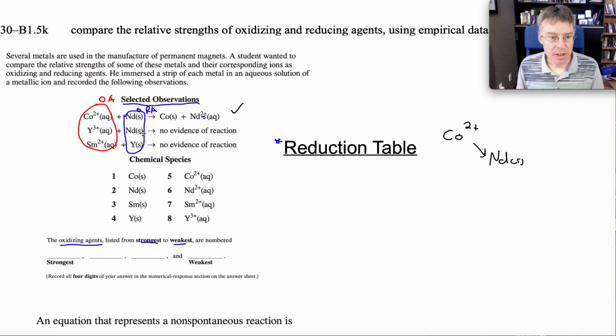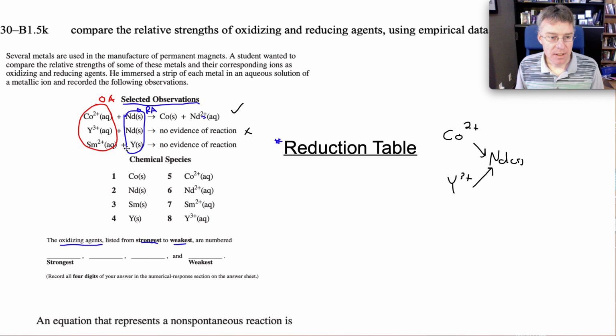Next bit of information, we have no evidence of reaction, so this is not spontaneous. So the RA, the blue, must be below the OA. So this Y3+ must be on the OA side, and it's got to be below it. So we can kind of add that to our bit of data. So we have our OA, and we need to go up. So we've kind of got 3 of them sorted. We can turn this into a reduction table shortly. Let's just keep analyzing the last bit of information or observation.